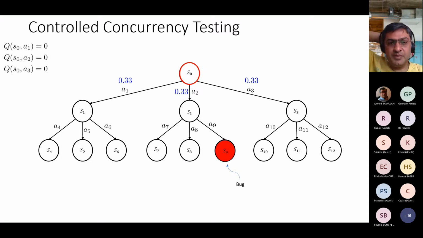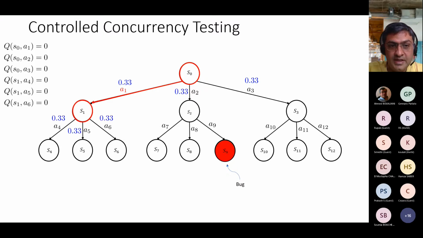Imagine I have a program and the program defines a state space that looks like the following tree. Initially, all Q values are 0, so there is no preference. When you're in S0, there is no preference to pick between A1, A2, and A3. Each of them can be picked with an equal probability of 1/3. Okay, so now when I'm in S0, I'll pick one of these three things.